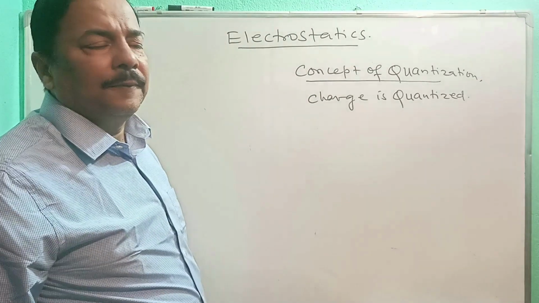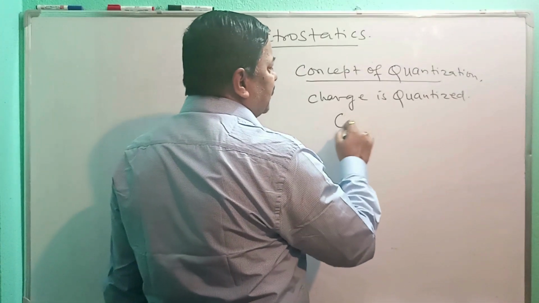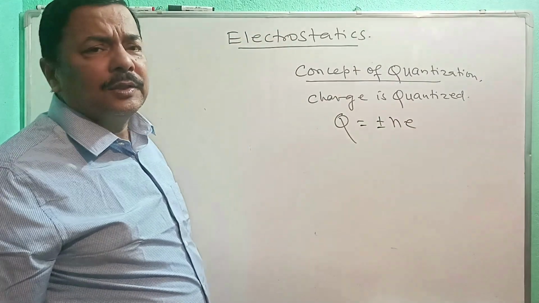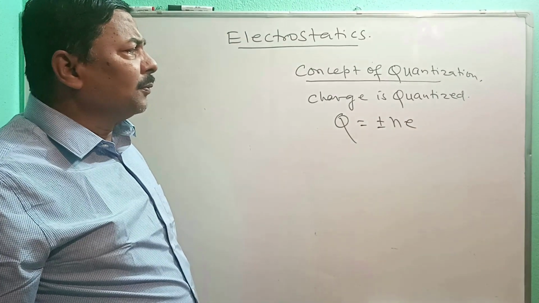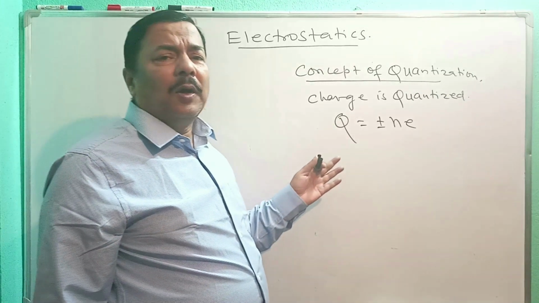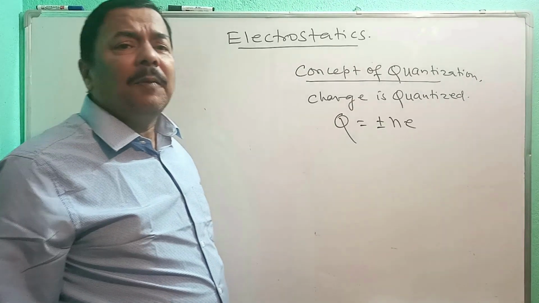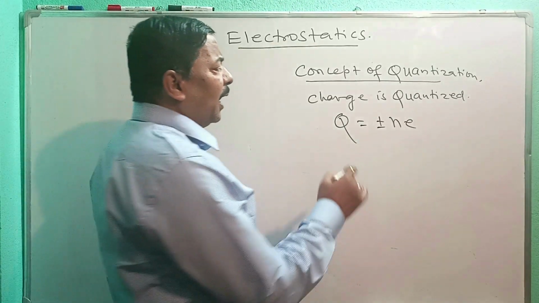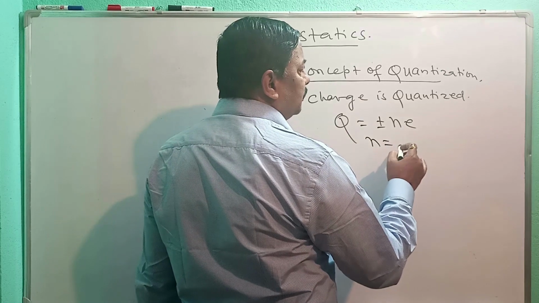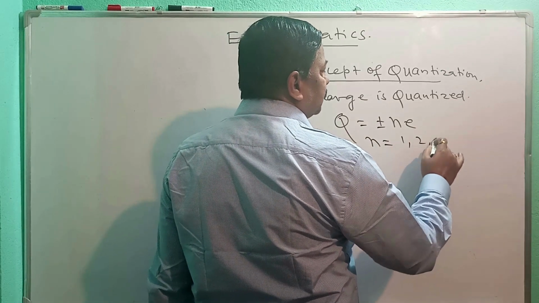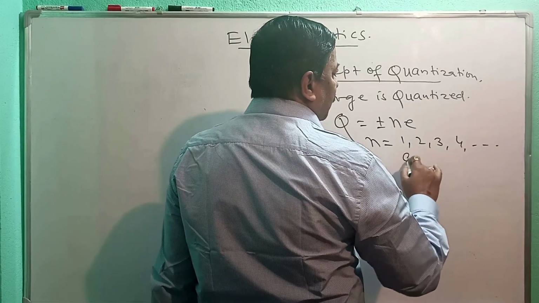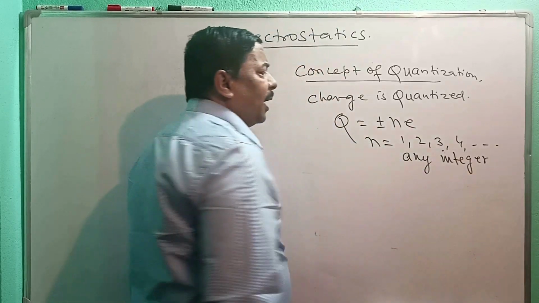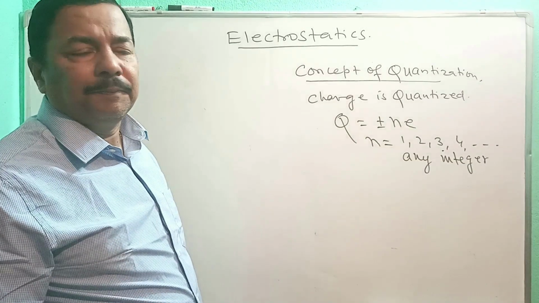Charge is quantized. Mathematically, it can be written as: charge is quantized. That is, the charge developed on a body is always an integral multiple of the minimum possible charge, that is the electronic charge. Here, N is any integer.